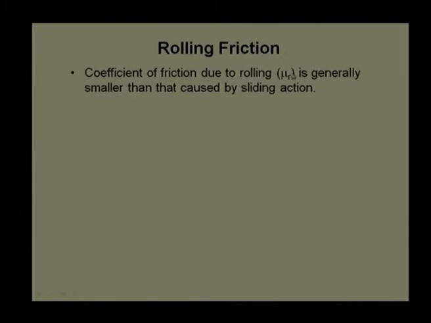And we can say the coefficient of friction due to rolling, which is represented here with mu r, is generally smaller than that caused by the sliding action. This is always desirable for machines. If I have a choice, I will prefer rolling friction compared to sliding friction, if friction reduction is my main aim.